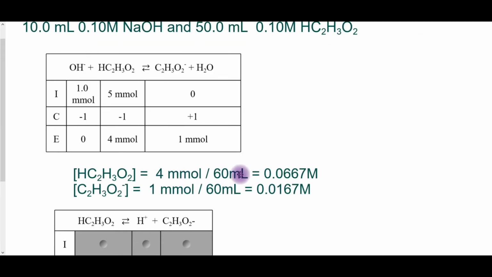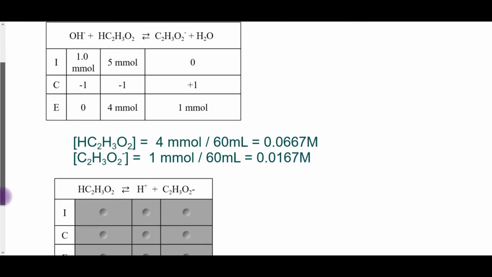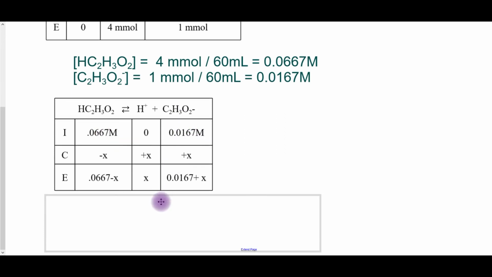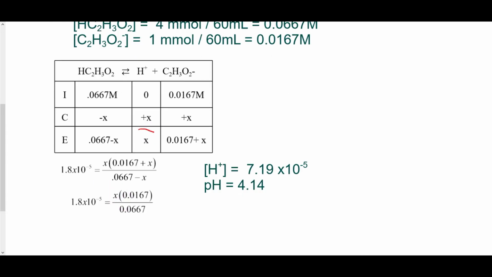Dividing each by 60, because that is the total volume, gives me the molarity for each one. I then put them in my second step to calculate the pH. I have the acid present, but I also have the anion. This part of the problem is similar to a common ion problem. Put the values in my ICE chart, solve for X, which this time is the hydrogen ion concentration. Taking the negative log gives me a pH of 4.14.